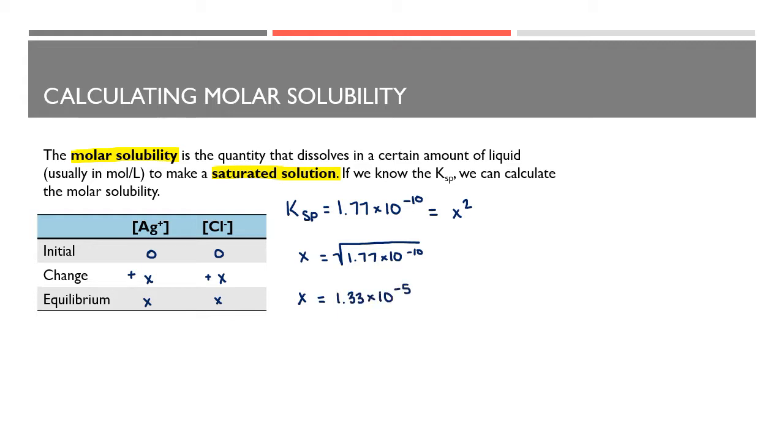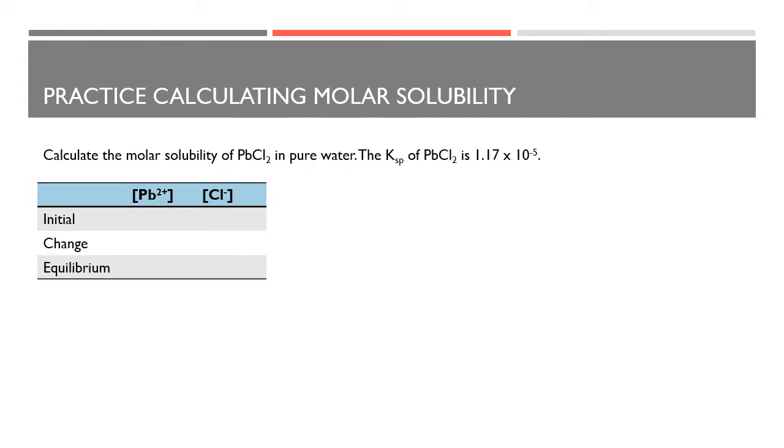This is how much I can dissolve. I can dissolve 1.33 times 10 to the negative 5th moles of silver chloride per liter in this water at this temperature. So x is equal to 1.33 times 10 to the negative 5th moles per liter. Let's try another problem here. We have lead(II) chloride. Calculate the molar solubility of lead(II) chloride in pure water. The Ksp of lead(II) chloride is 1.17 times 10 to the negative 5th.